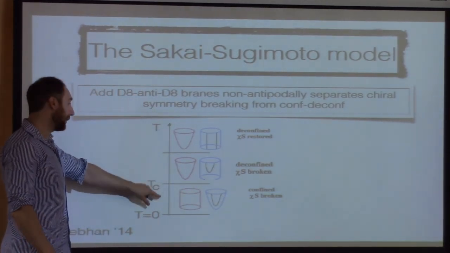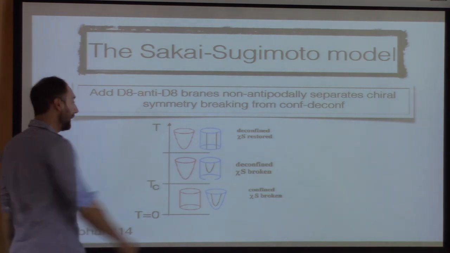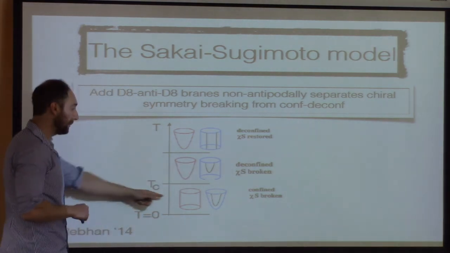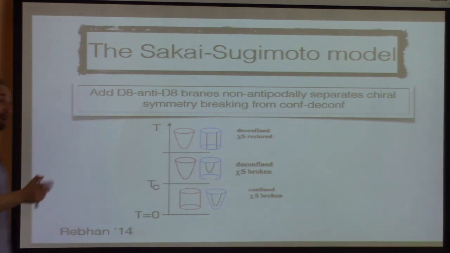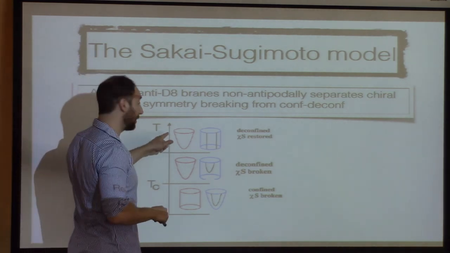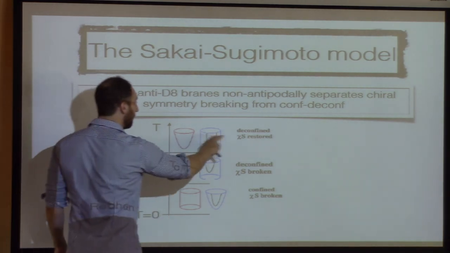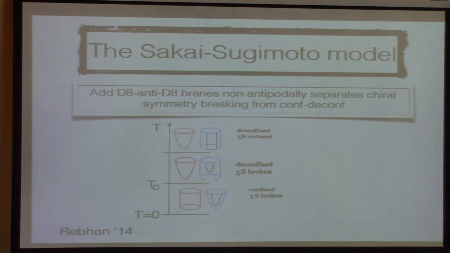Above TC, where we've gone past the Hawking-Page phase transition, and we're now into the AdS-Schwarzschild geometry from thermal AdS, it turns out that there's a phase where chiral symmetry is still broken, but the theory is deconfined. And then at higher temperature still, there's a phase where it's both deconfined and chiral symmetry is restored.